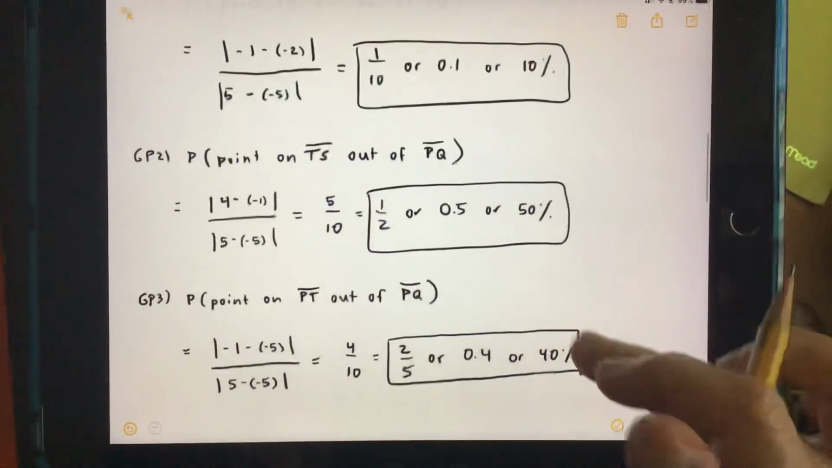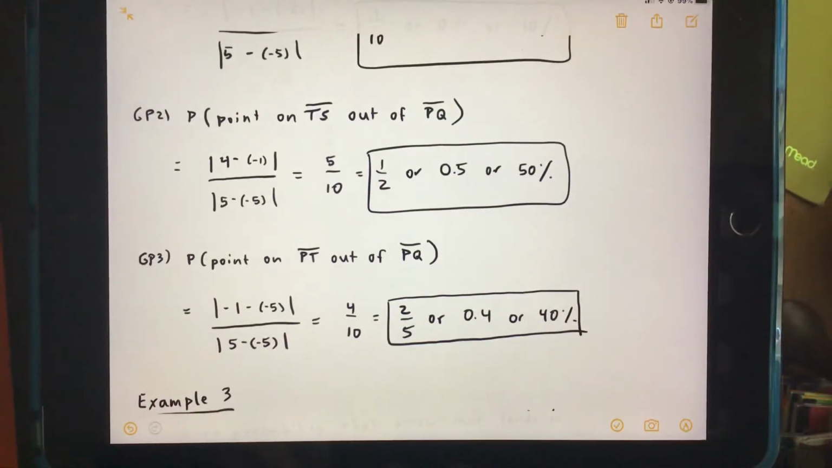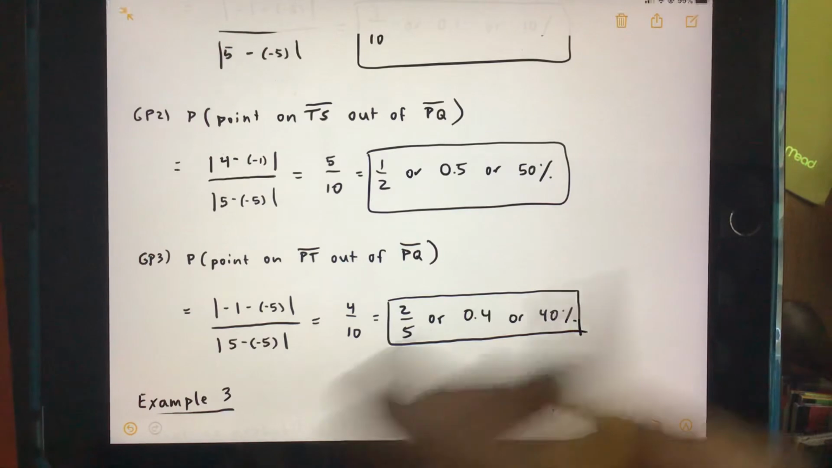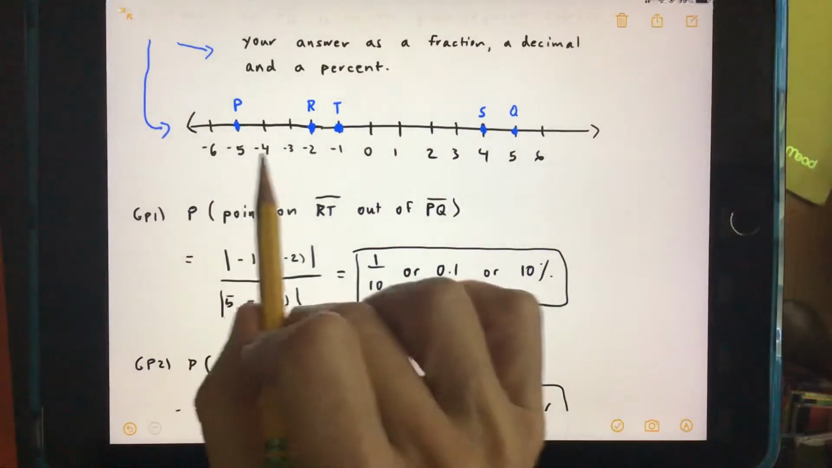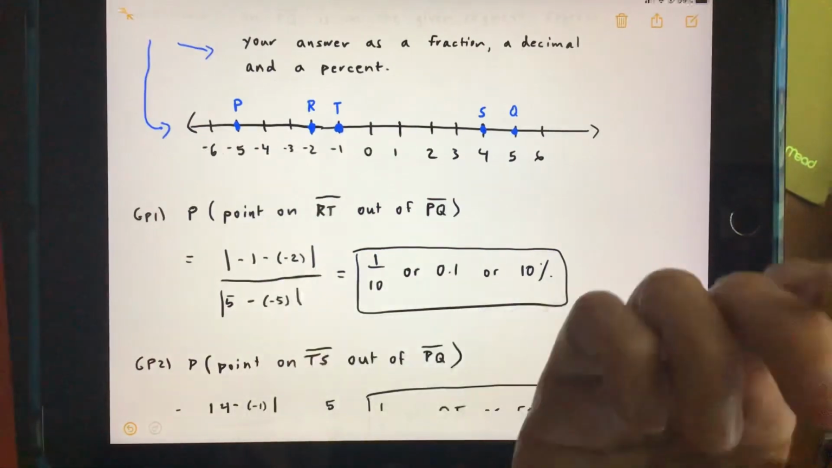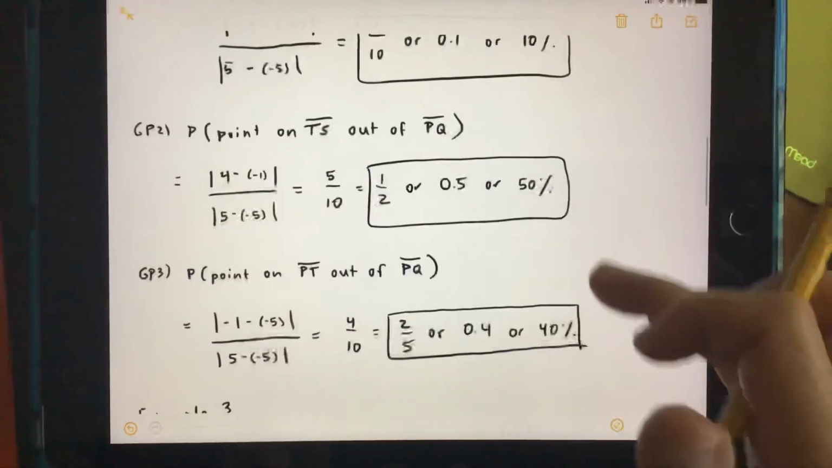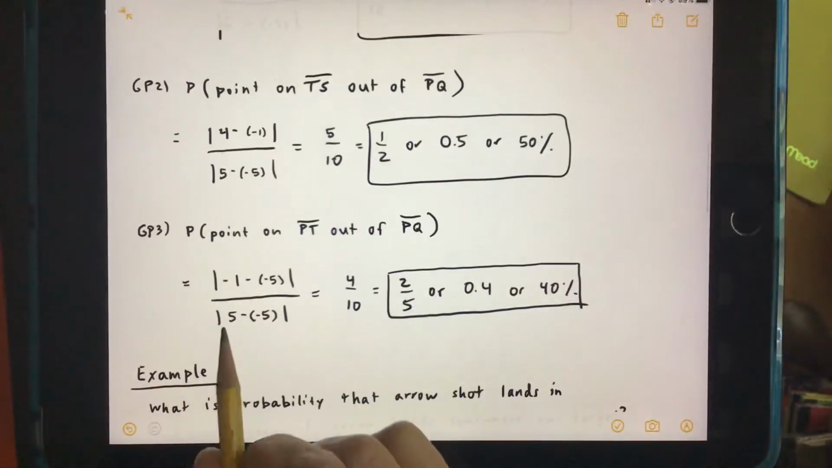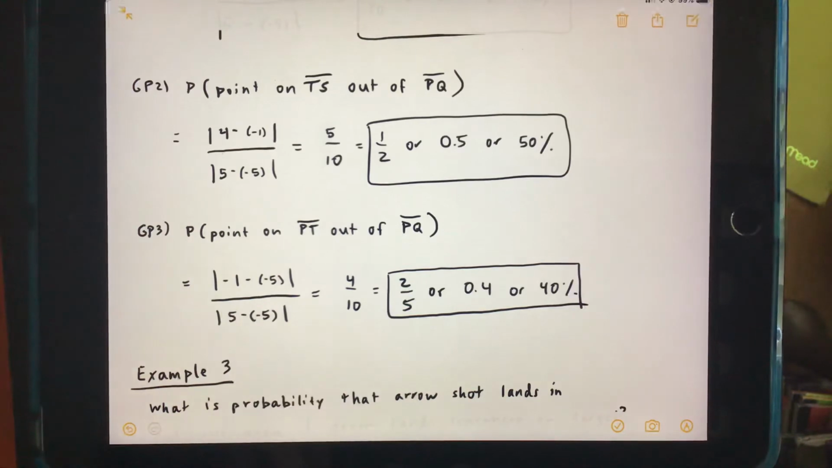Guided practice 3, this is the last one that deals with this same diagram. What is the probability of picking a random point and it landing in the line segment PT out of PQ? Well, let's see, how far apart are P and T from here to here? From -5 to -1, we can see is 4 spaces. To formally work out those 4 spaces, we're going to take the difference between those two numbers, and we'll either subtract -1 minus -5 or -5 minus -1.